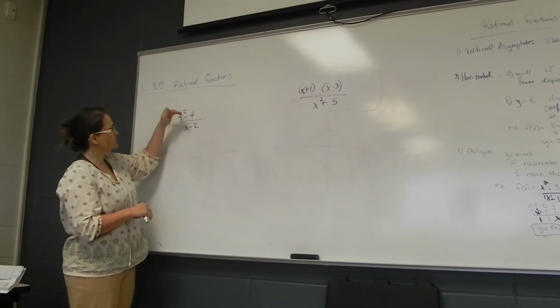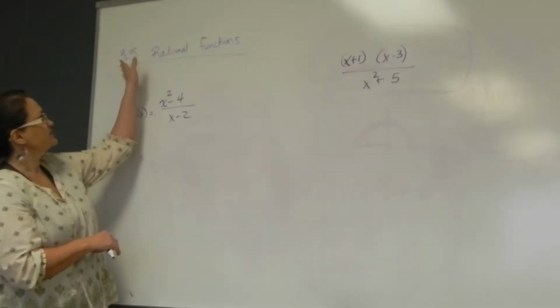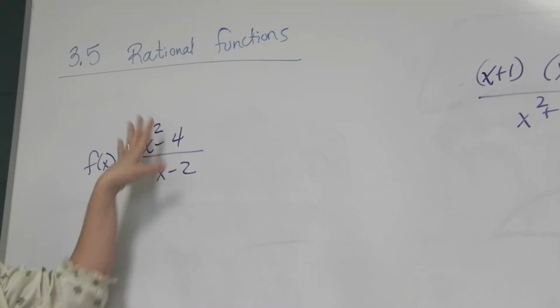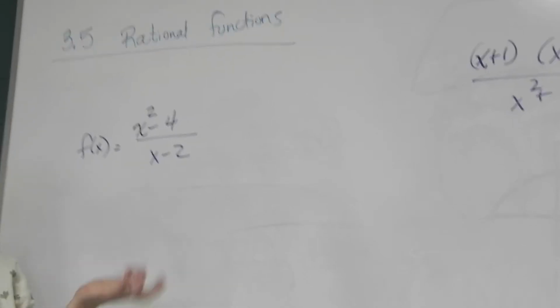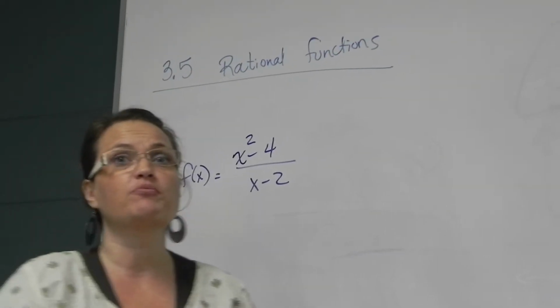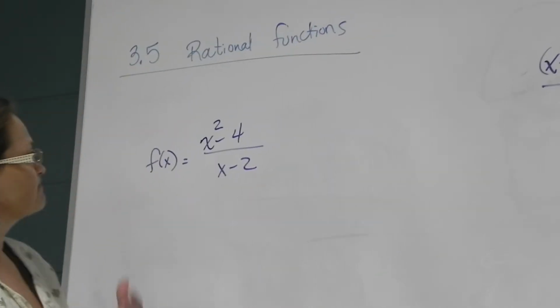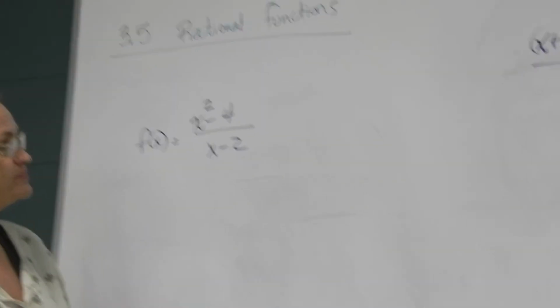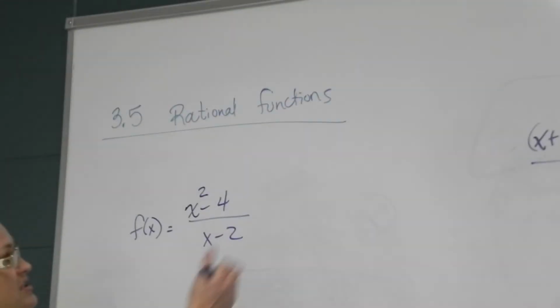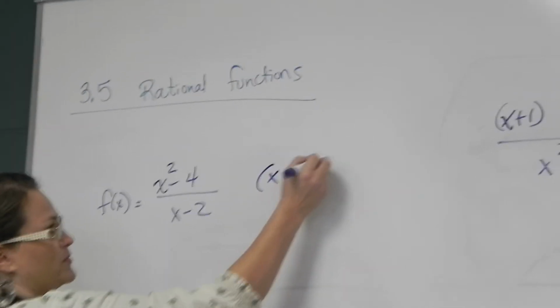If you have a polynomial divided by a polynomial, that's what makes it a rational function. 3.5 is all rational functions, or the fraction functions. We have a lot of rules that go along with this to help us find the guidelines, because we will have breaks in our graph from having this denominator issue. But first thing you want to do is make sure you reduce your equation first. If you can reduce this expression, do so.